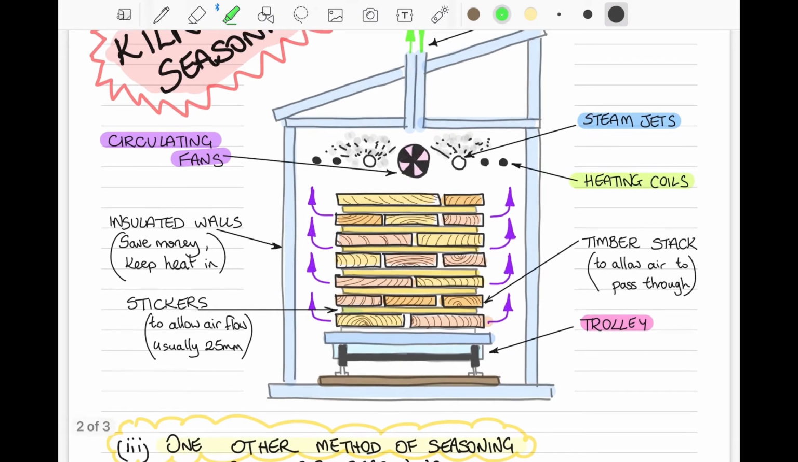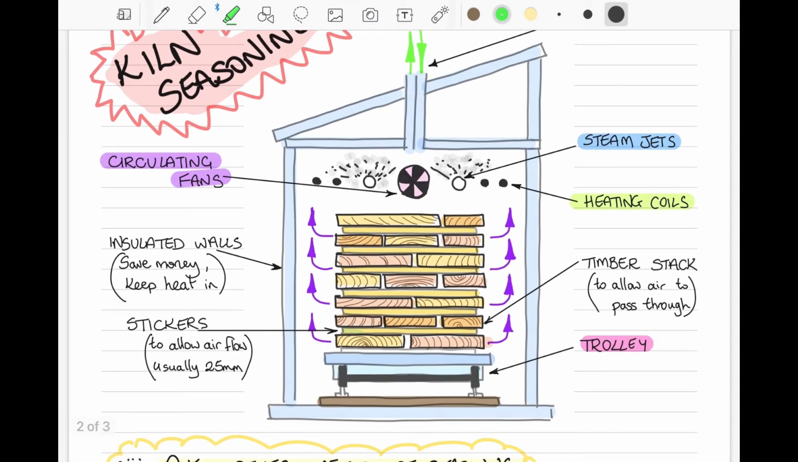Now I added in a few extra little bits to this just to revise it with you. First thing over here, this is a timber stack. What's the timber stack's purpose? Well, it allows air to pass through the stack. Actually, the timber stack isn't to allow air to pass through. Well, it kind of is, I suppose. The timber is stacked in such a way as to allow air to pass through. Yeah, that's probably what I should have written there. Timber stacked to allow air to pass through. Okay, I might change that before I print it out. I won't change it now. The other thing I added to it is over here, the stickers.